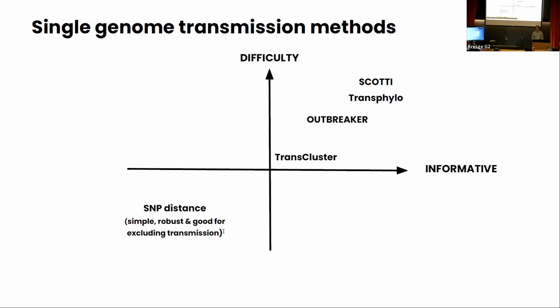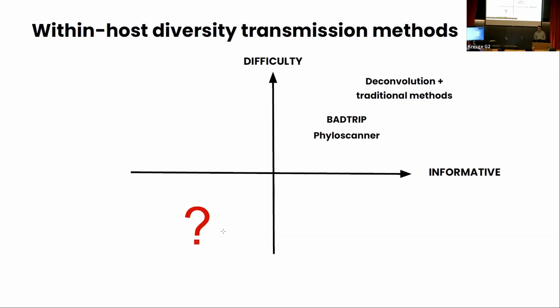Well, if we were just looking at single genomes, there are some complicated and quite informative methods out there for looking at transmission using single genomes. But if we're having trouble with a lot of this kind of stuff, there's often SNP distance, which is a very simple but very robust method, and we often fall back to it when things are getting a bit difficult. But when we're looking at within-host diversity, things aren't as simple. We have some very good methods, but they're quite hard to run and require a lot of expertise and experience to run well. And there's not really a nice, easy method that could be used by public health officials to quickly rule out transmission.